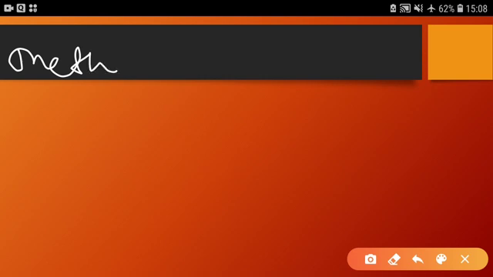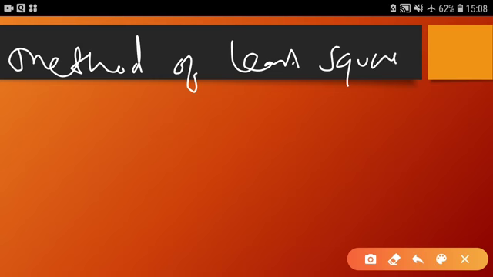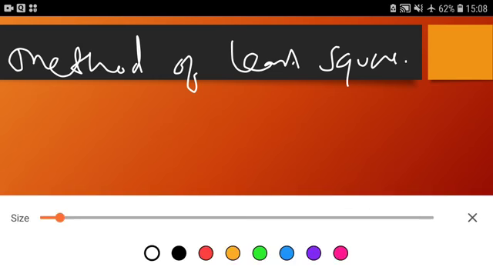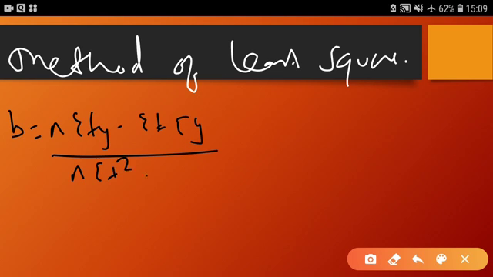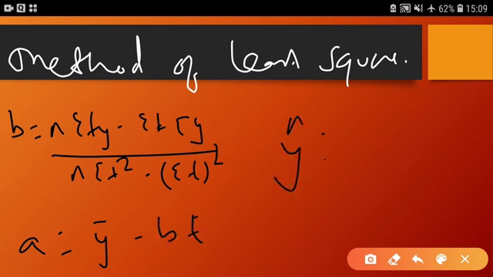In the method of least square, there were 3 steps as you all know. The formula was b is equal to n sigma ty minus sigma t sigma y upon n sigma t square minus sigma t whole square. a is equal to y bar minus b t bar, and y cap is equal to a plus b into t. So this was your formula.